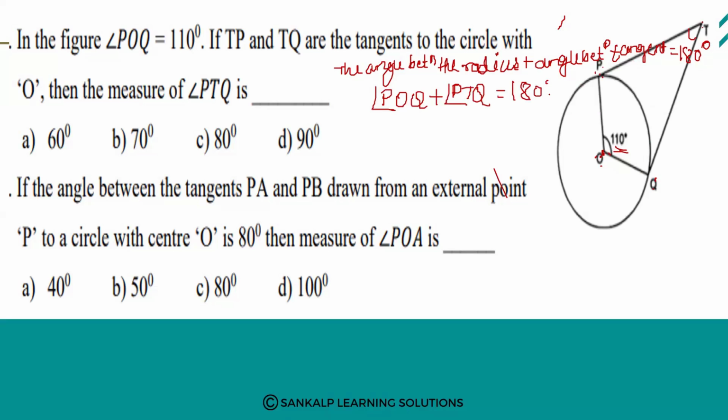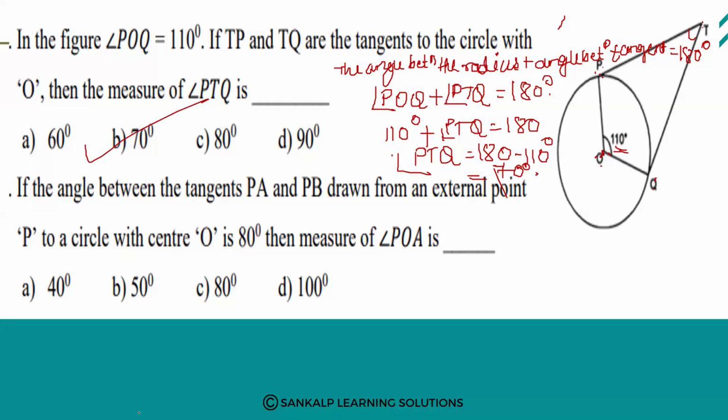So 180 degree. Now POQ is 110 plus PTQ is equal to 180 degree. Transfer this 110 to this side. Then PTQ is equal to 180 minus 110 degree. That is equal to 70 degree. So option B is right. Okay.